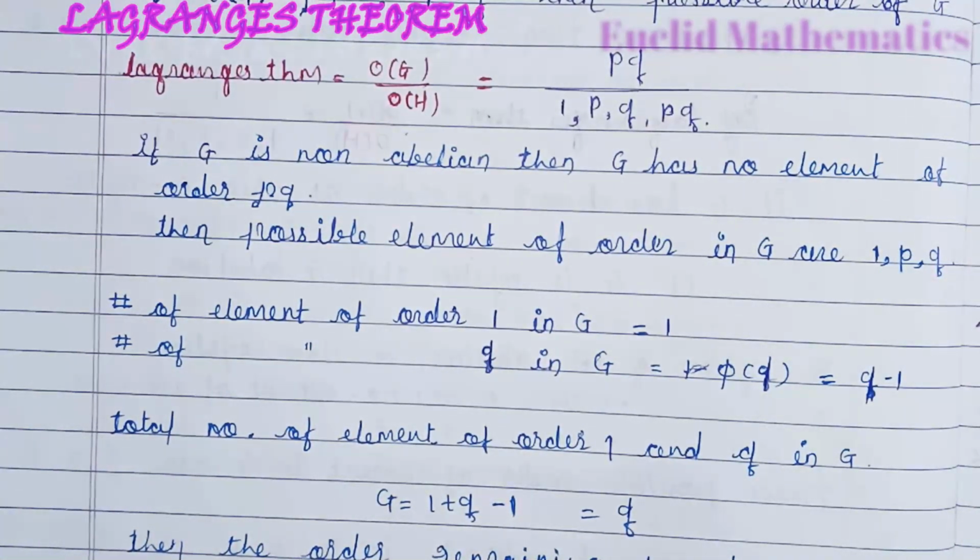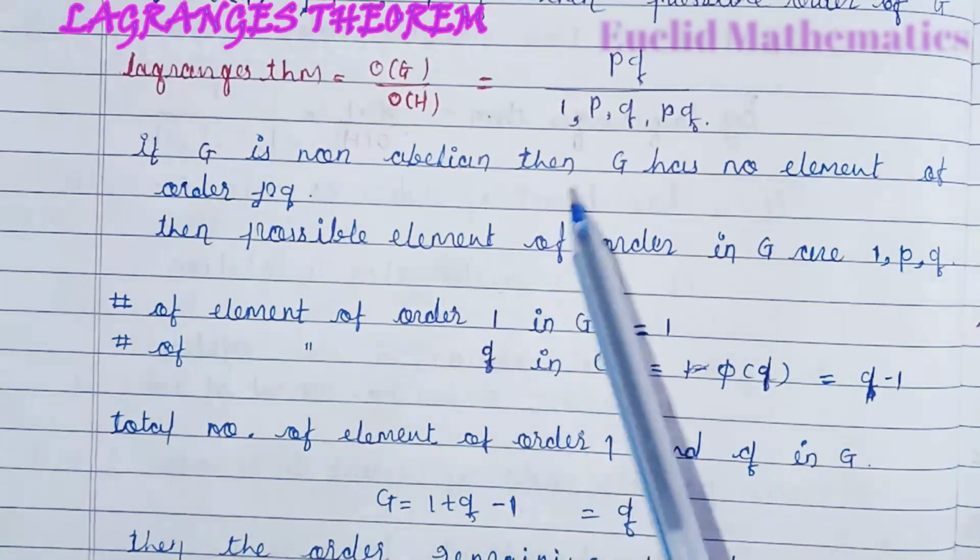Identity is the only element whose order is 1. Here we are taking the least positive power for finding the order of an element: a to the power n equals the identity, where n is the least positive integer. Similarly here, the identity is the element whose order is 1, because the least positive power is only 1. So the identity element is the one whose order is 1.